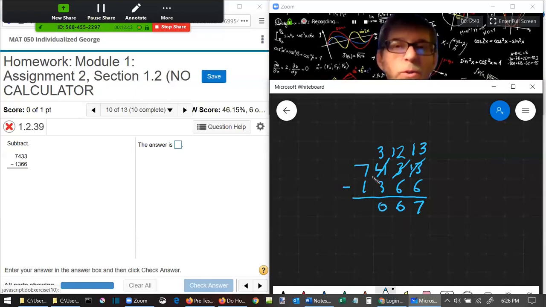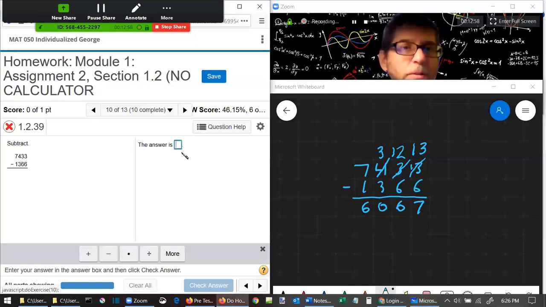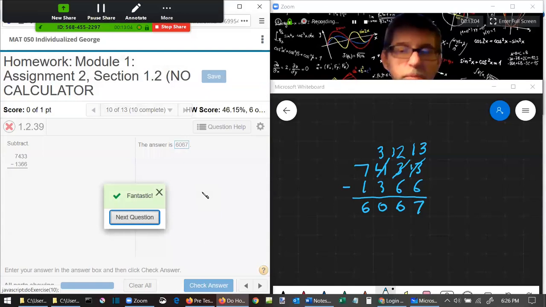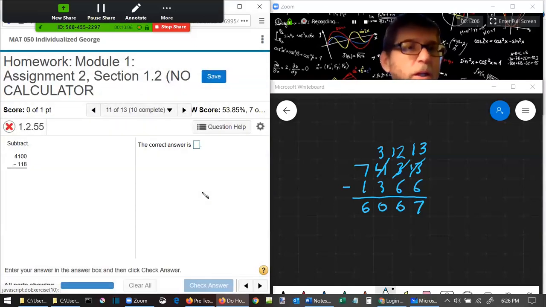Then we move over to the thousands place. 7 minus 1 is 6. So the answer appears to be 6,067. Let's type that into MyLab Plus, make sure that works. Let's try another problem.